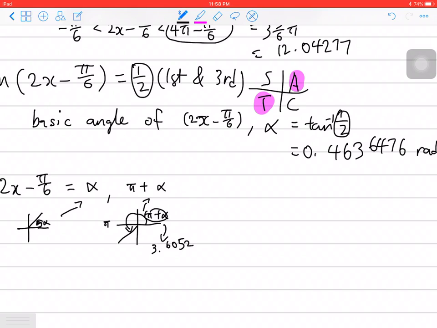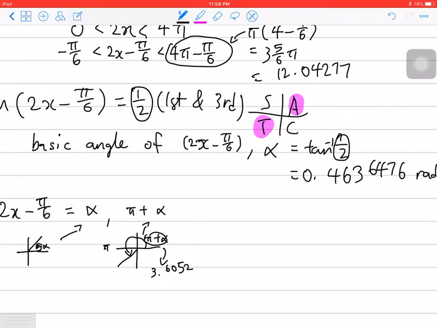3.6052. This value is still less than the range of 12.04277. So this shows that we have to provide more answers, which means that now in our first round of rotation of the hypo, we have answers in first and the third quadrant. So if you want to produce more, the hypo will have to carry on and continue to rotate to the second round. So second round, still rotate and stop at the first quadrant.